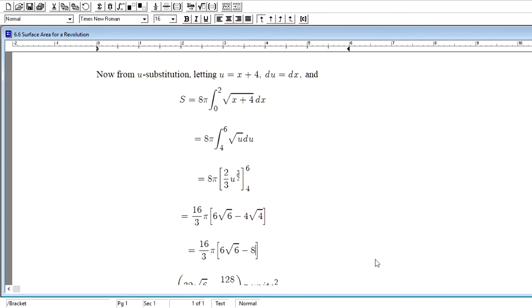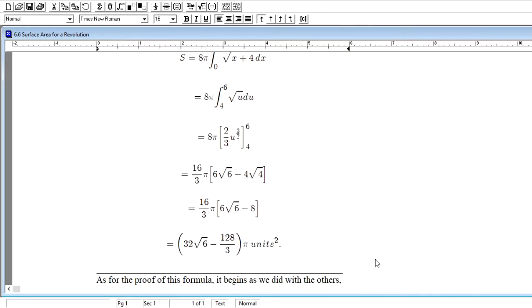I do think we have some constant multiples, or we could redistribute the 16 thirds into that, and we get 32 root 6 minus 128 thirds times pi units squared in surface area. All right. Folks, that is our surface area calculation seen there.